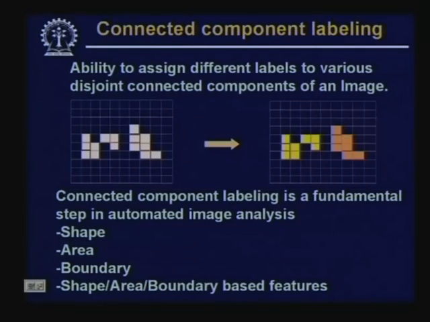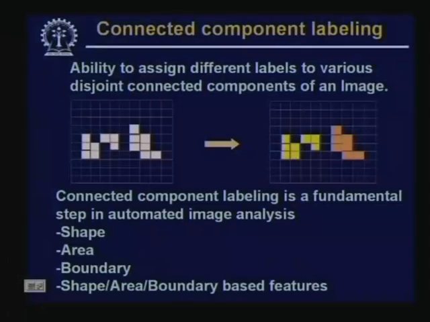So, the problem of connected component labeling is something like this. Here we want to assign a label to each of the pixels, where the label indicates to which particular object that pixel belongs. So, the pixels belonging to a particular object should obtain the same label, whereas the pixels belonging to different objects should be labeled with different numbers. The connected component labeling problem is the ability to assign different labels to various disjoint connected components of an image.